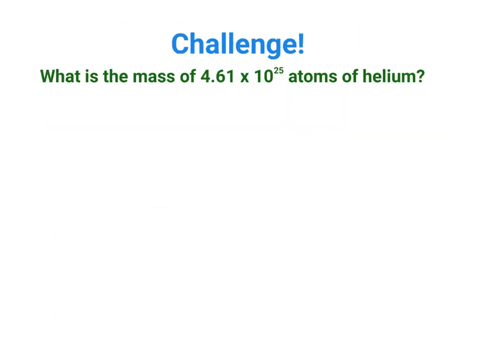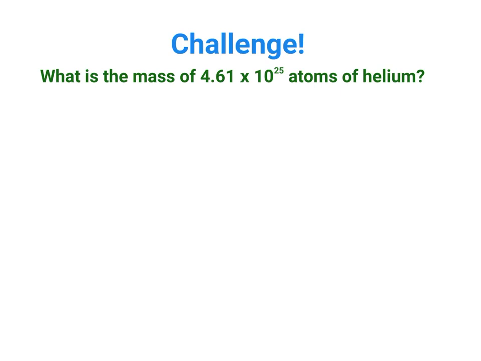So I'm going to end today with a challenge. And this challenge problem is one that you'll be able and expected to figure out later. But this is not a one-step problem like the ones we've been doing. This is actually a two-step problem. And it says, what is the mass of 4.61 times 10 to the 25 atoms of helium? So in this case, I don't have moles. And I can't go directly from atoms to mass. Now, if you were sneaky and smart, you could do this in one step.